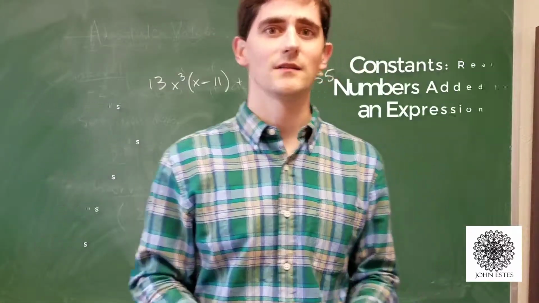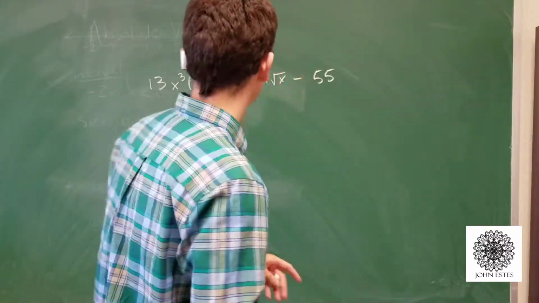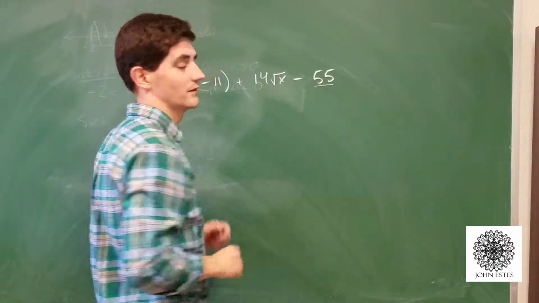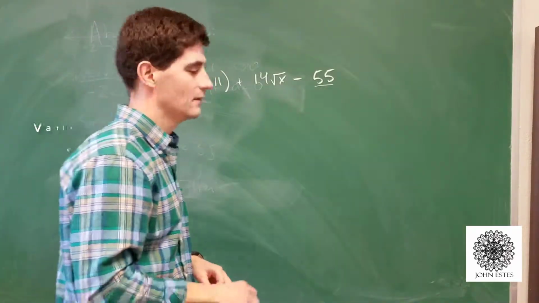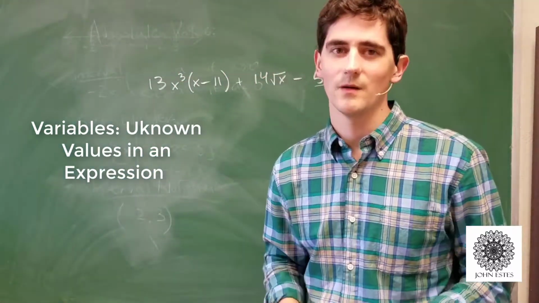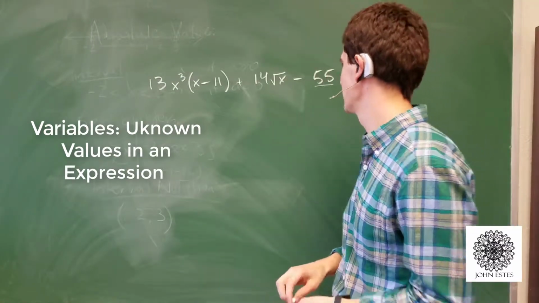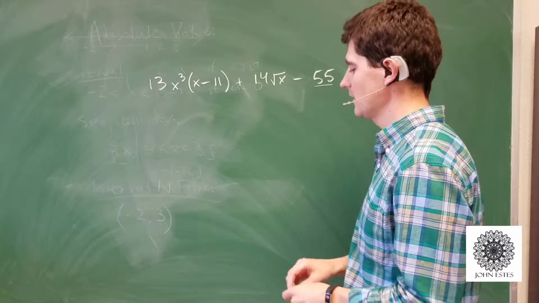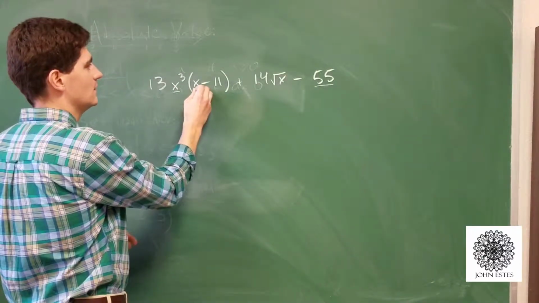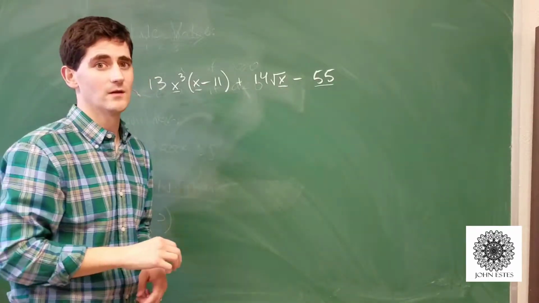Okay, so the constants are basically just the things that are real numbers left by themselves. So when I look over here, I see the negative 55 is a constant. That is a constant. The variables are the unknowns, the alphabet part of algebra, the things that we're looking for most of the time. Okay, and so in this example, my variables here are all the x's. This x cubed, this x minus 1, the square root of x there. The x is my variable.